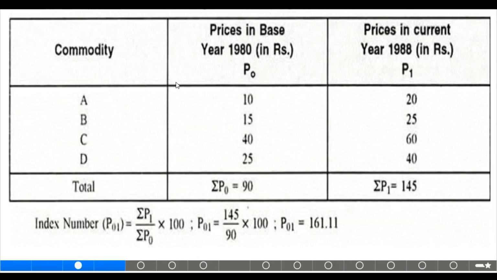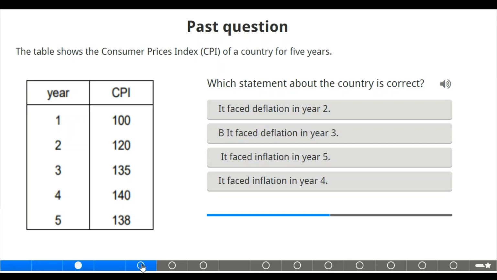We now have the illustration for the price index. Here we have the commodity which has been selected. We have the price in the base year, which is represented as P0. And we also have the price in the current year, which is known as P1. Now the formula for price index is: P1, that is the current year, divided by P0, which is the base year, multiplied by 100. That will give you your consumer price index for a given period of time. Now we move to the next slide.